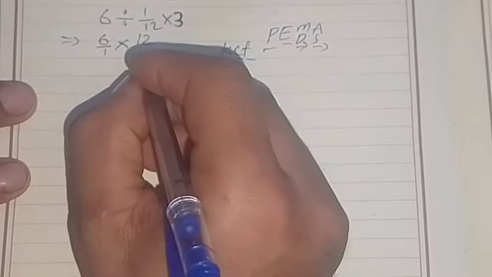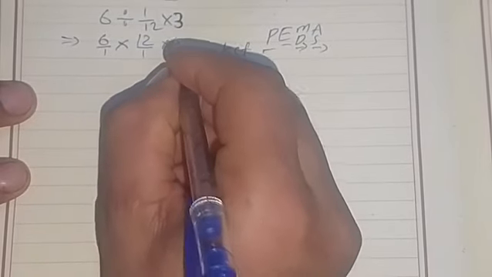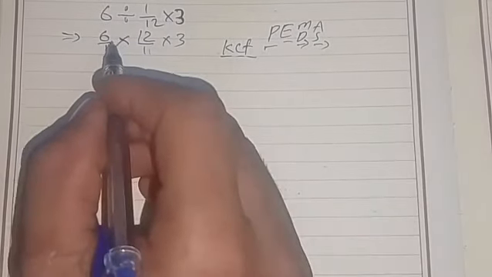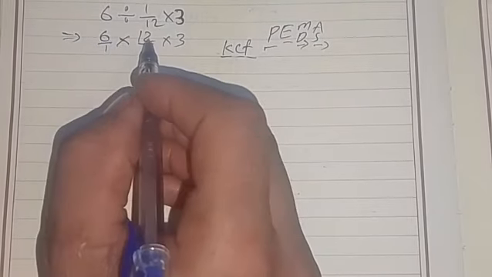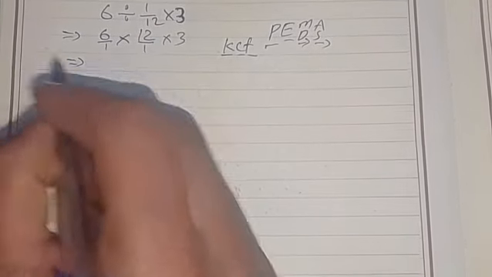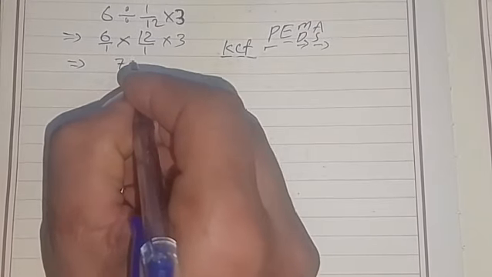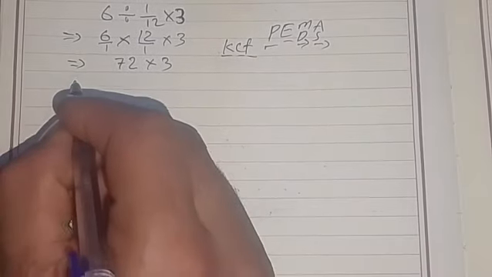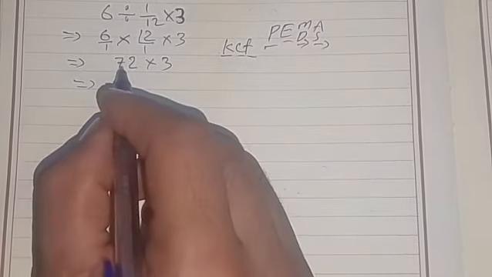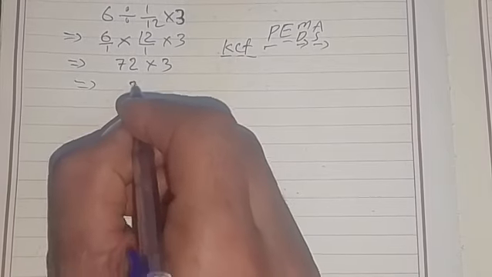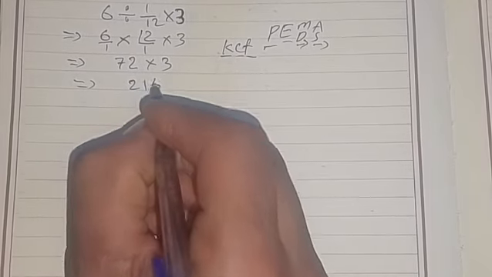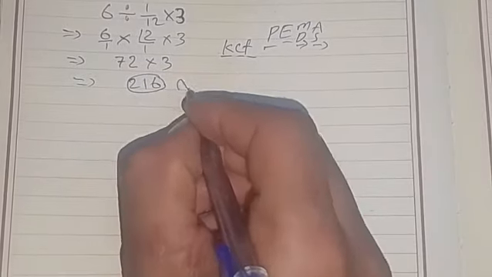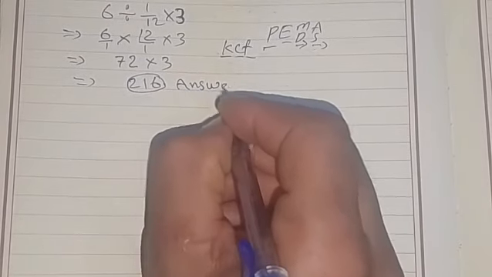So multiply by 3. Now we have 6 times 12, which gives us 72, multiplied by 3. So 72 times 3 gives us 216. So the final answer is 216.